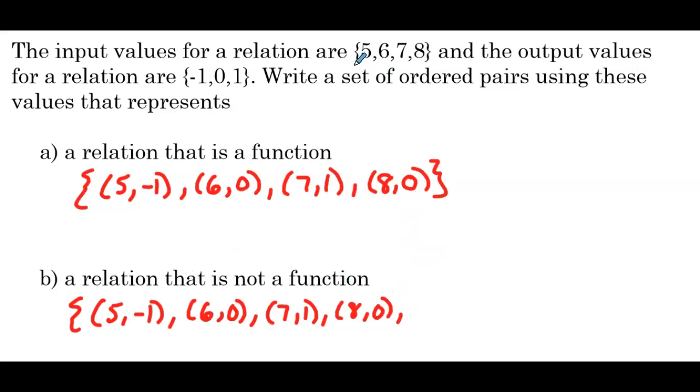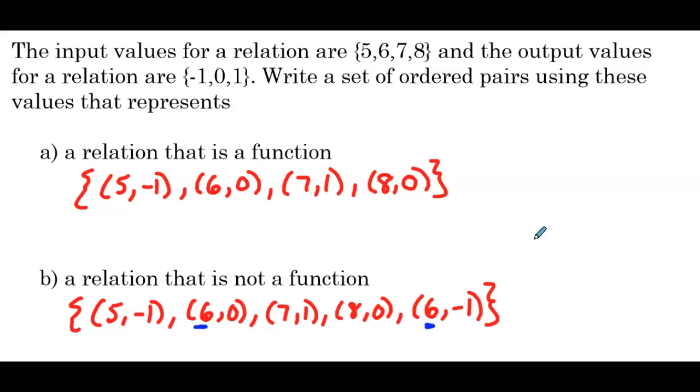But then we'll take one of our input values, so let's take 6 again, and we'll output a different value. So in our set, 6 outputs 0, so now let's have 6 output -1. So there we've created a relation that is not a function. The input of 6 now maps to two different outputs.